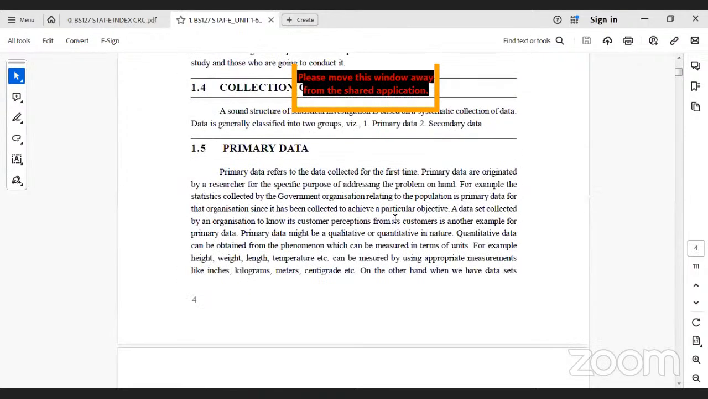What is primary data? Primary data refers to data collected for the first time. What is the first time? You have taken admission in BSc statistics, with statistics as one of the optional subjects. Up to intermediate, the statistics you studied is secondary. In BSc statistics, you did not know about statistics, so you learn from the basics. That is primary data. Am I correct or not?